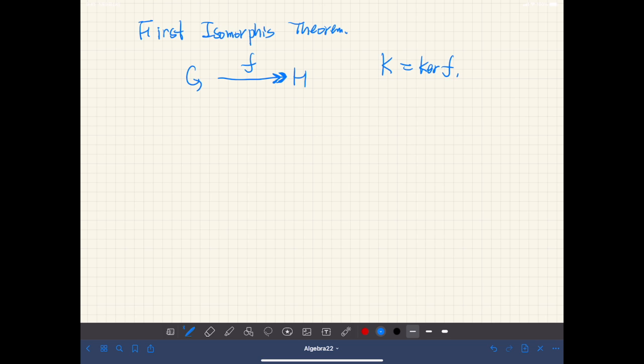And then, as we have seen before, we can define the quotient group G over K, with the natural epimorphism, which we call G. Then there is an isomorphism from G over K to H. So there exists an isomorphism. Let's call it H.